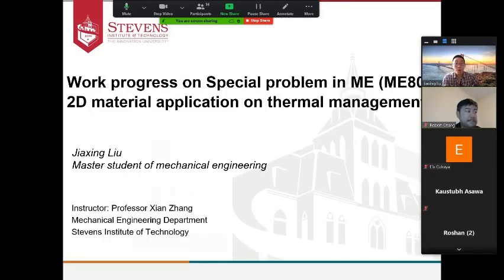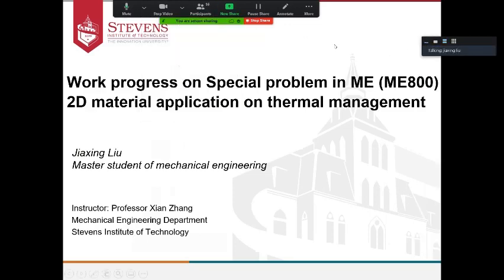Hello, everyone. My name is Jiaxin Liu. I'm a master student majoring in mechanical engineering. My concentration is thermal, fluid, and energy. Today I will talk about my work progress on the special problem in ME, which is also called ME 800. My topic is 2D materials application on thermal management, and my instructor is Professor Xian Zhang.